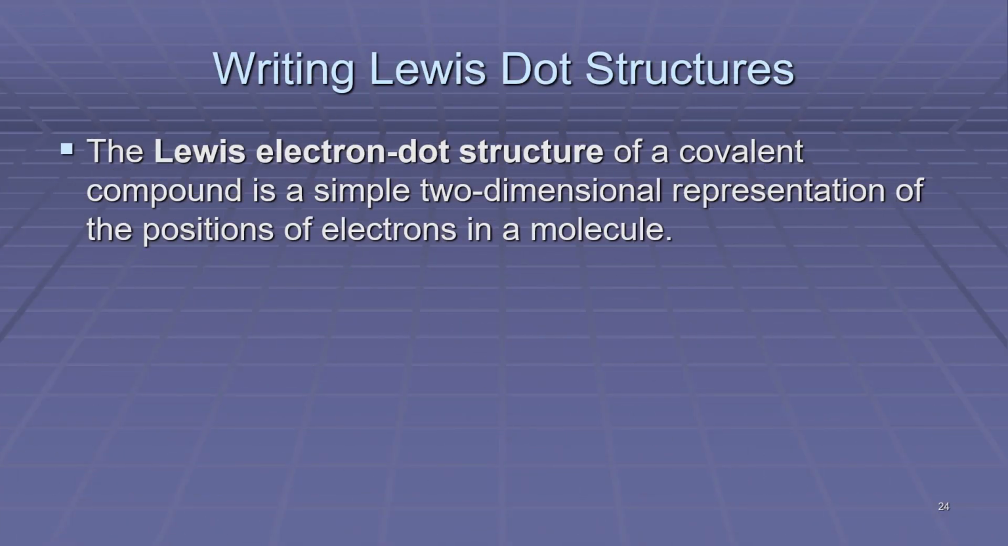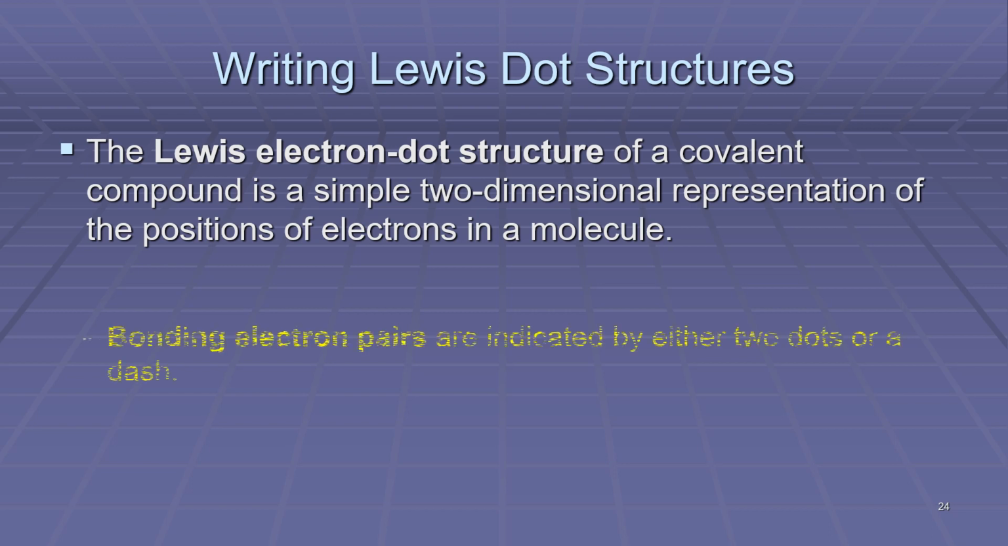All right, so the next thing that we're going to do is writing Lewis dot formulas. We're going to put more than two atoms together, and we're going to make molecules of different sizes. A Lewis electron dot structure is a two-dimensional representation of the electrons in a molecule.